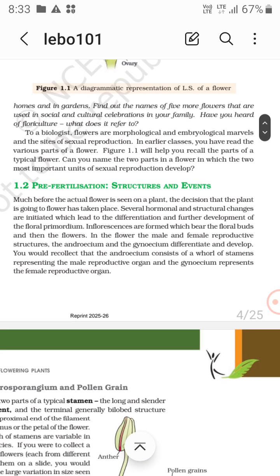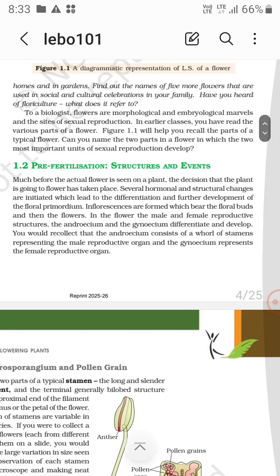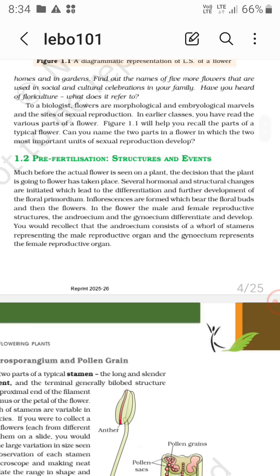Now, pre-fertilization structures and events. Several hormonal and structural changes are initiated which lead to the differentiation, maturation, and further development of the floral primordium. Inflorescences are formed which bear the floral buds and then the flowers.